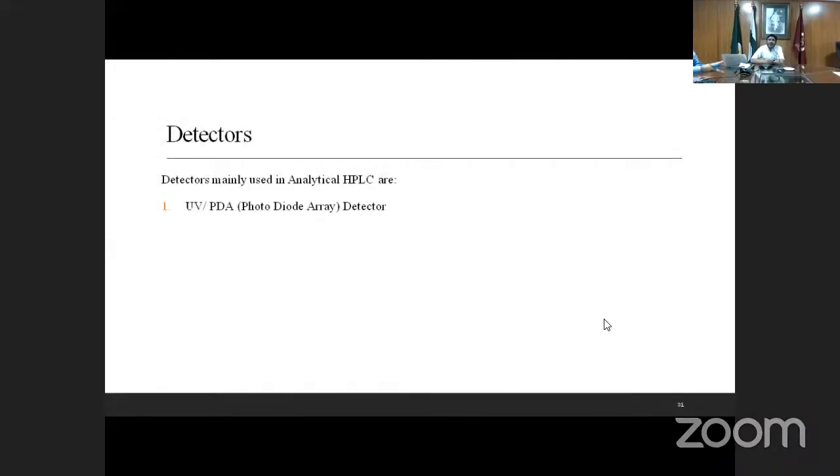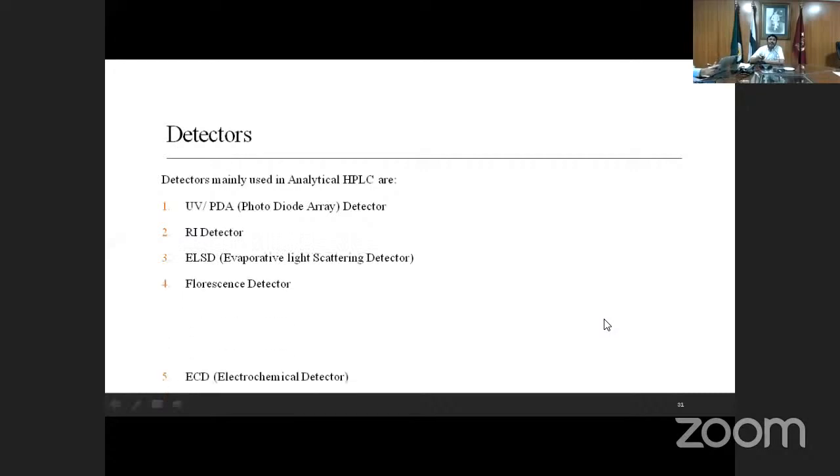Okay, the most important part of HPLC is the choice of detector. Here are some common detectors which we use in HPLC. There are more than these, but some common detectors are the UV detector and the PDA detector. Both the UV detector and the PDA detector are used.